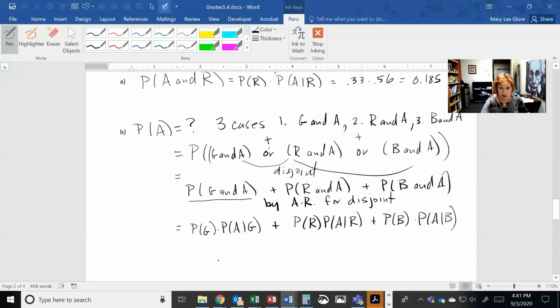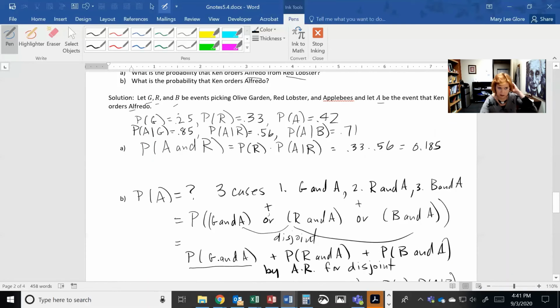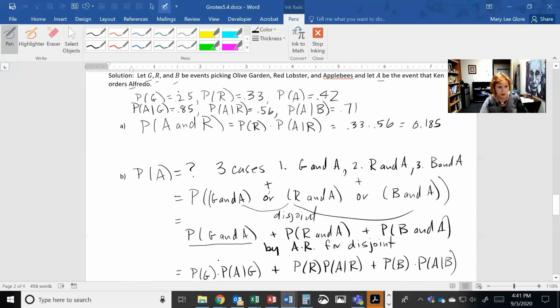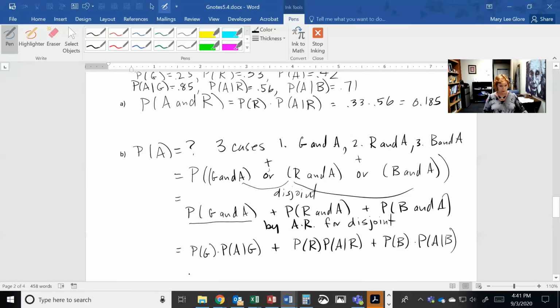I listed all these above. So I've got the probability of G, R, and B: that's 0.25, 0.33, 0.42. And then A given G is 0.85, A given R is 0.56, A given B is 0.71.